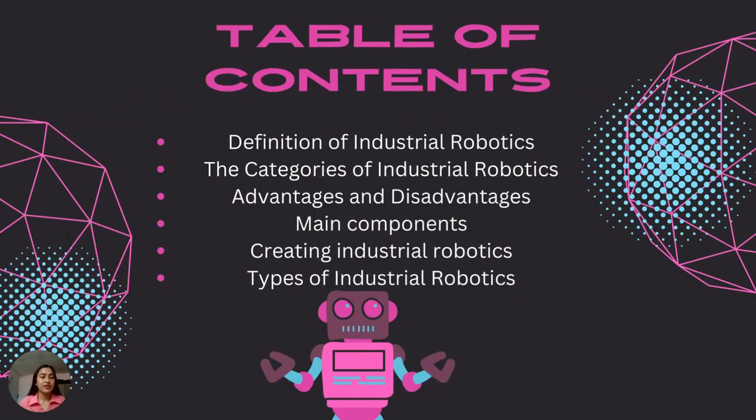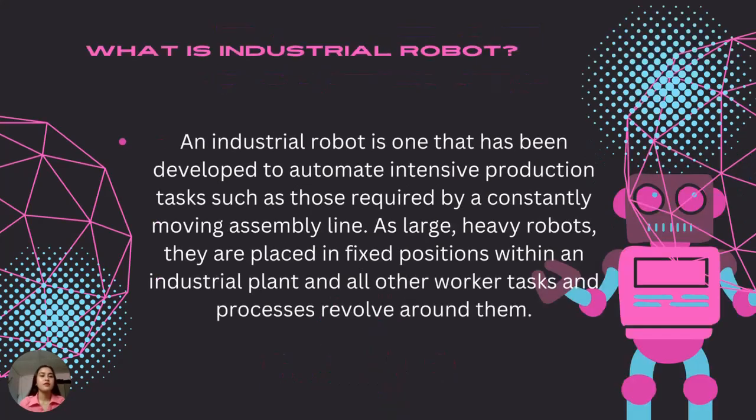And for the table of contents: the definition of industrial robotics, the categories of industrial robotics, its advantages and disadvantages, the main components, creating industrial robotics, and the last is the types of industrial robotics. So, what is industrial robotics?